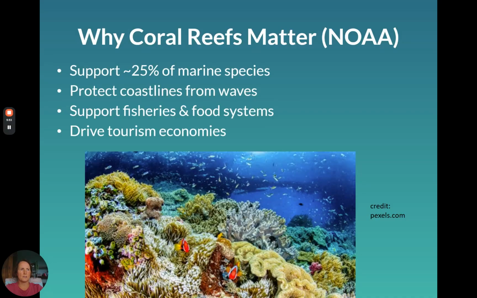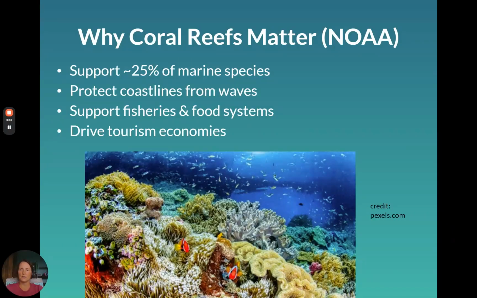Okay, why do coral reefs matter? They support, obviously, marine species, about 25% of all marine species. We've talked about this before, back when we talked about environmental changes. Coral reefs can protect coastlines from waves and from flooding events. Support fisheries and food systems. Obviously, there are tons of fish on coral reefs, and they can support the food systems that we need. And they drive tourism. People love to snorkel and scuba dive on coral reefs. Why wouldn't they, right? They're gorgeous. They're amazing. And so being able to see these things is important to a lot of people.